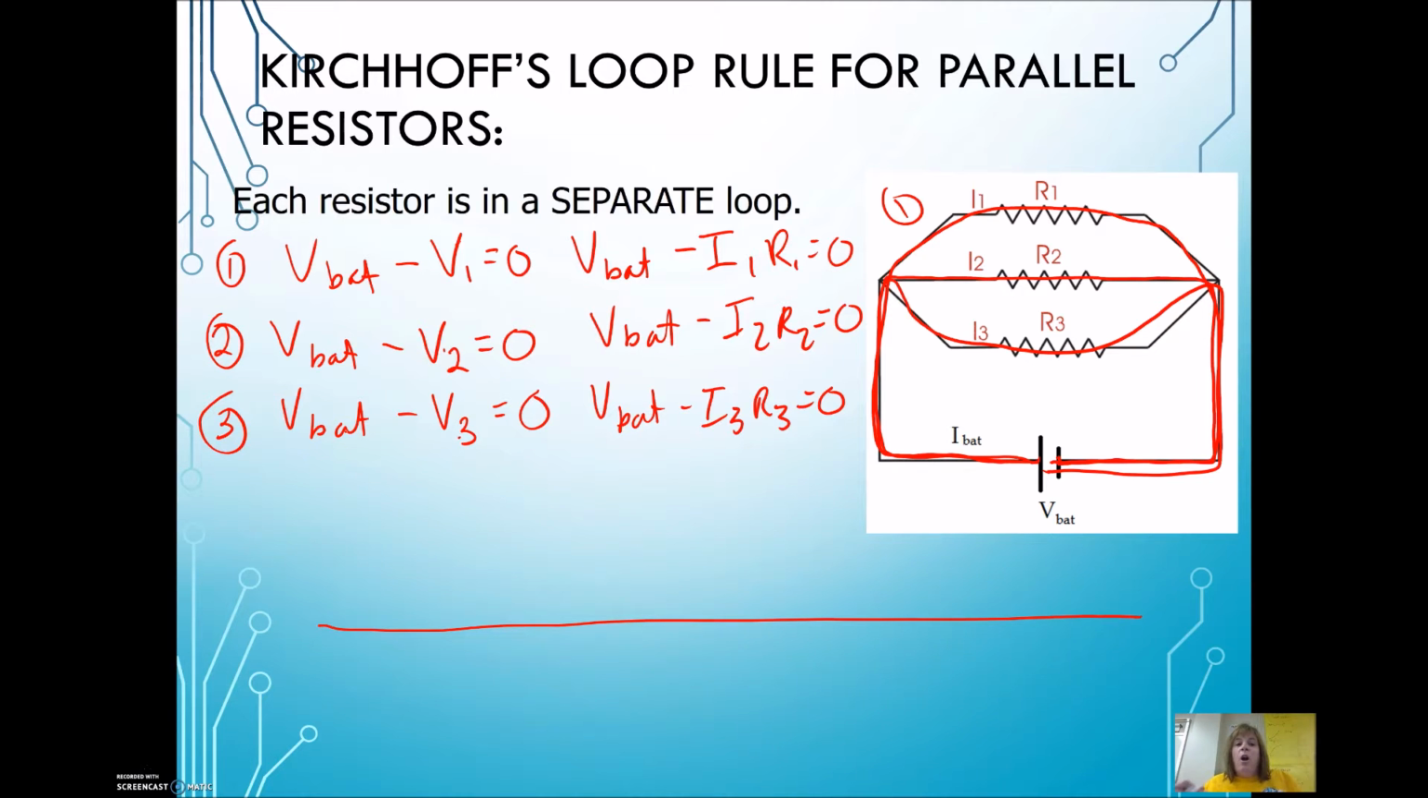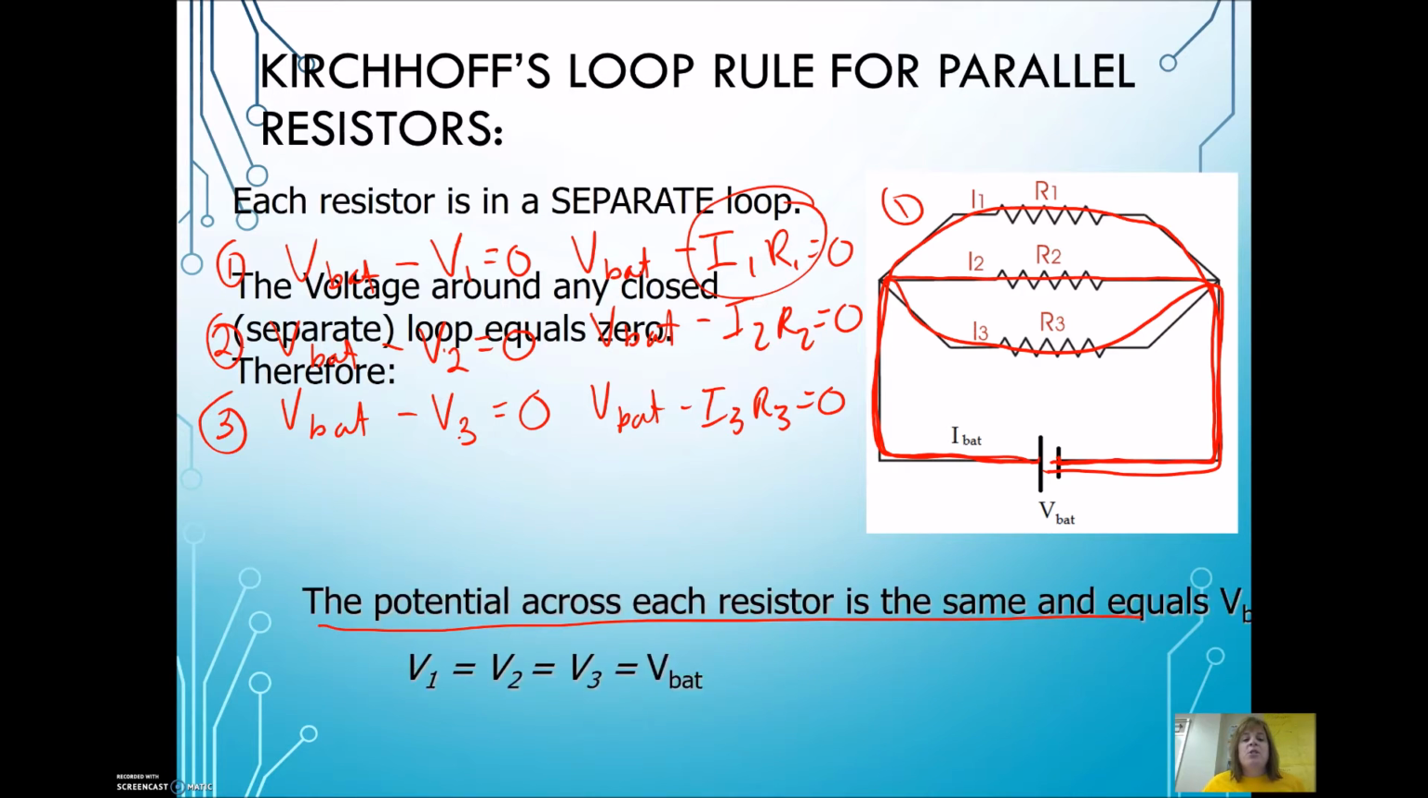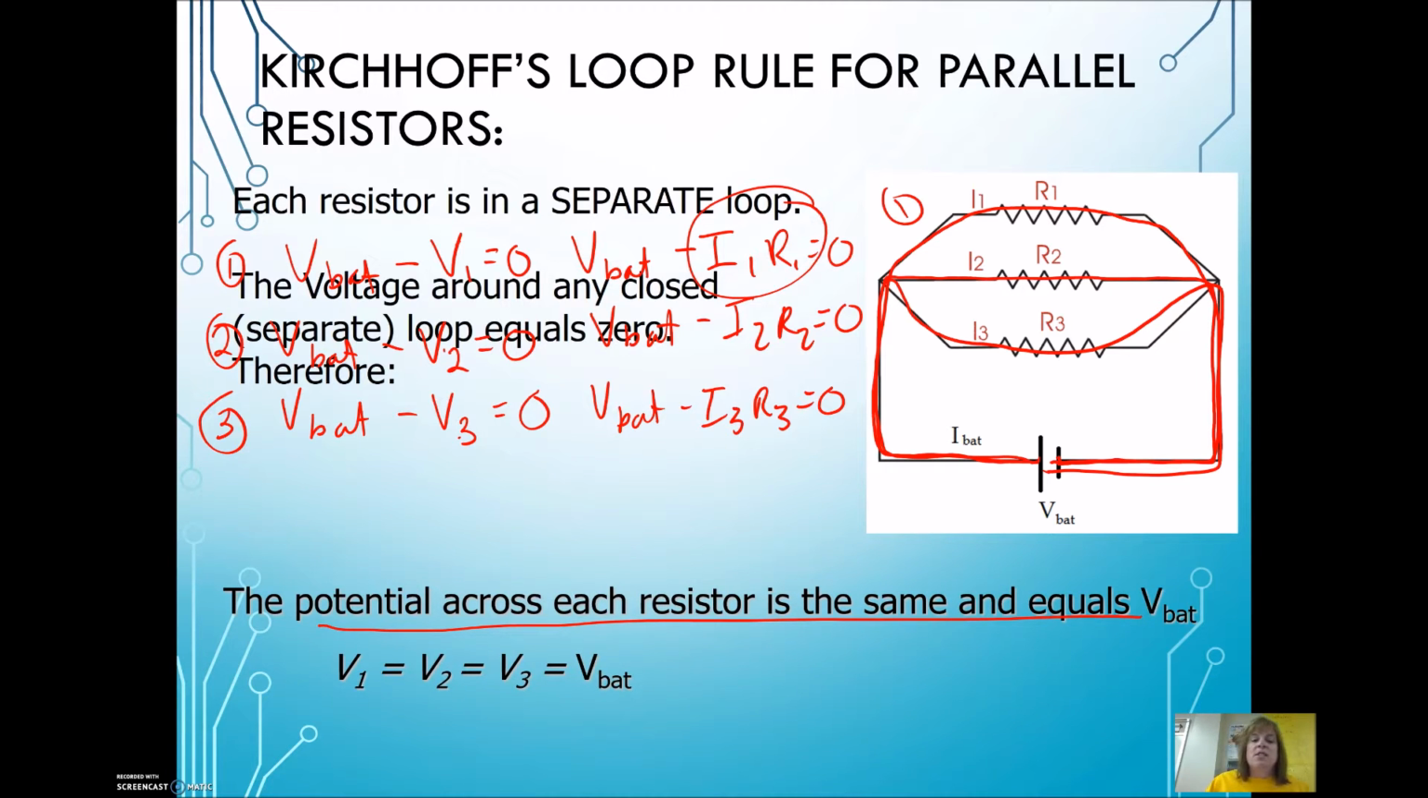So that means that all these voltages have to be the same, even if the current's not the same in each branch, right? Because voltage is the current times the resistance. So if the resistors are different, the current's going to be different, but the voltage across them has to be the same. So the voltage across each resistor in parallel is equal, in this case, to the voltage of the battery because I just have a simple parallel circuit.